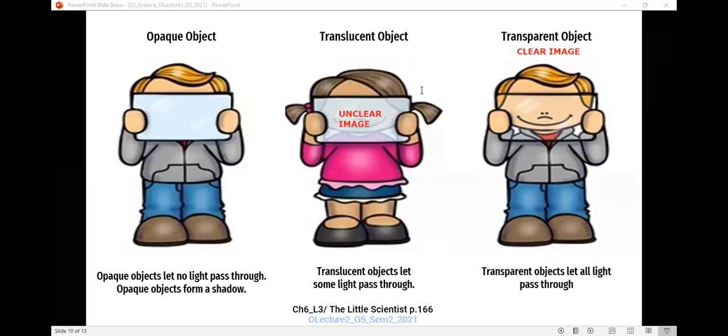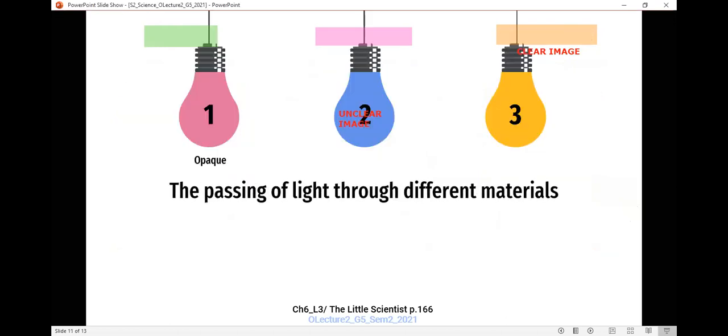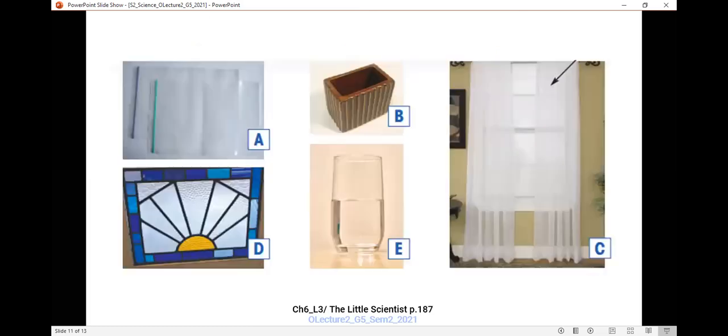The type of object depends on the way the light reacts with it. Opaque objects do not let light pass through them at all, so we cannot see anything behind. Translucent objects let some of the light pass through them, while transparent objects let all the light pass through them. So, according to the way the light acts with these objects, we have three types of objects. Opaque, they do not let light pass at all. Translucent, some of the light. Transparent, all the light.